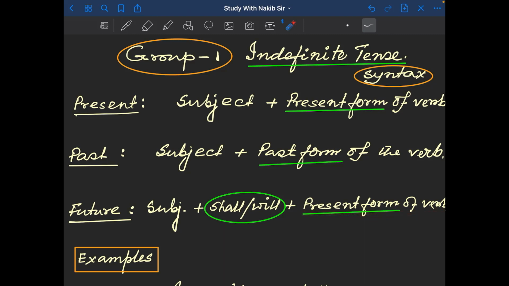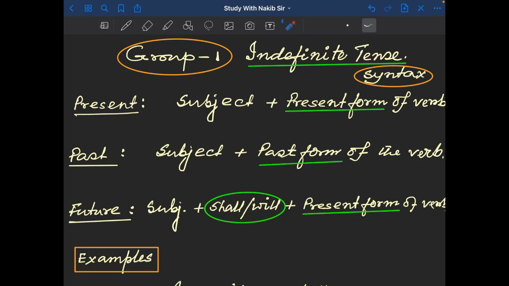So remember this way, the subject is everywhere, so there is no need to remember the subject. Remember the verb forms: the verb form of present indefinite tense is the present form of the verb, the verb form of past indefinite tense is the past form of the verb, and the verb form of future indefinite tense is shall or will plus the present form of the verb.